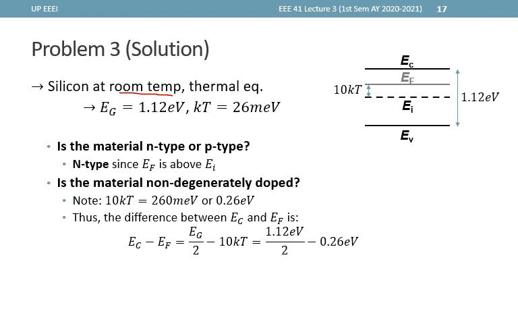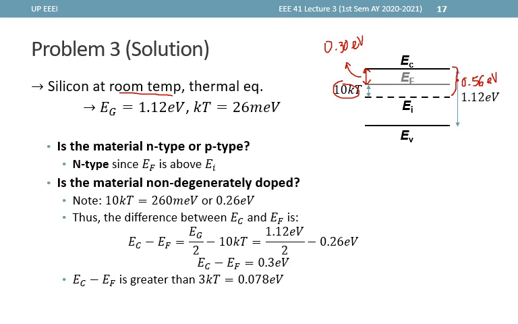Now, the difference between EC and EF, which is here, must be equal to 1.12 over 2, which is 0.56, minus 10 kT right here to get this one. So 0.56 minus 0.26, and that is 0.3 electron volts. Now, given this information, is the material non-degenerately doped?